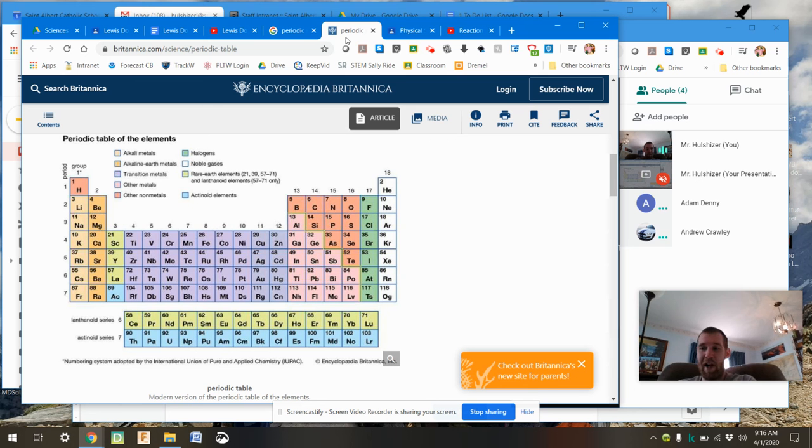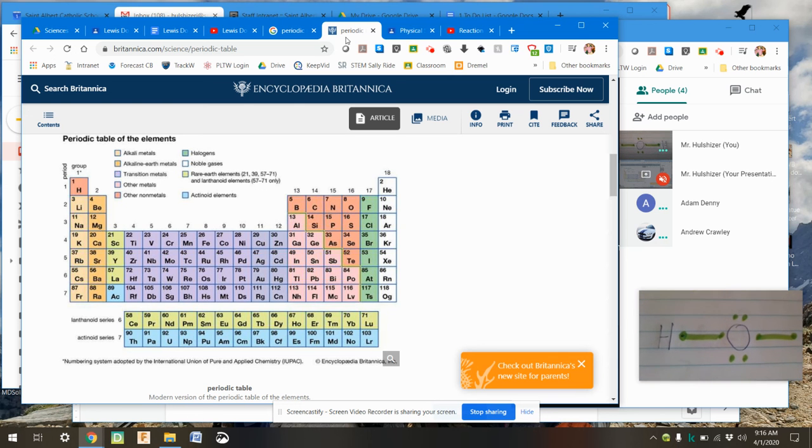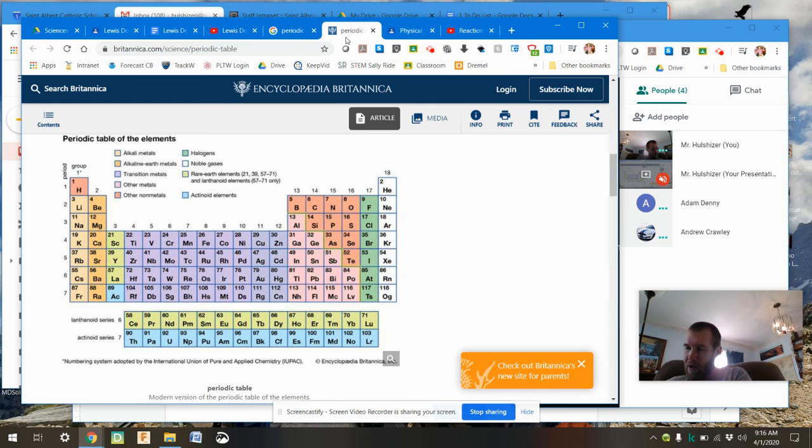And we already have a Bohr model of oxygen from H2O, so we know oxygen's going to have 6. It's going to have 2 in the first energy level, and then 6 in the second energy level, so we just draw the 6 valence electrons, those 6 dots. 2 on top, 2 below, and 1 to each side. And now we got to do sulfur.